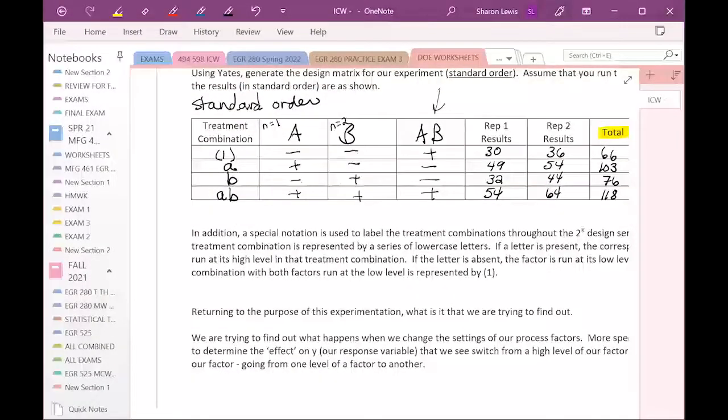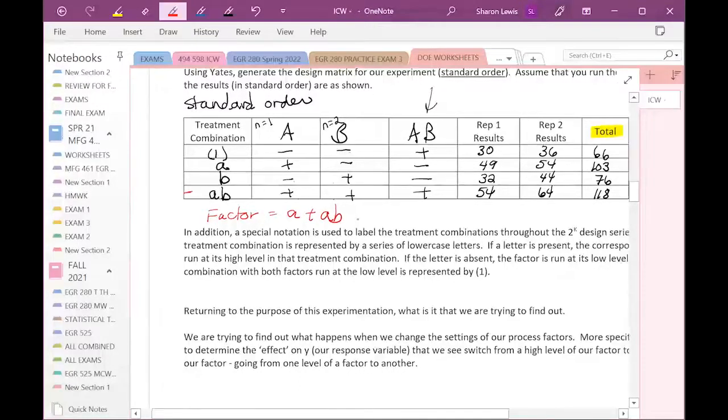So if I wanted to add up the highs for factor A, the highs would be, well, A is high here because remember you put the letter there when it's at the high value. So A is high there and A is high there, so plus AB. And where is A low? Well, A is not in the name, so it's low. It's not in there and it's not in there. That's the contrast for factor A.